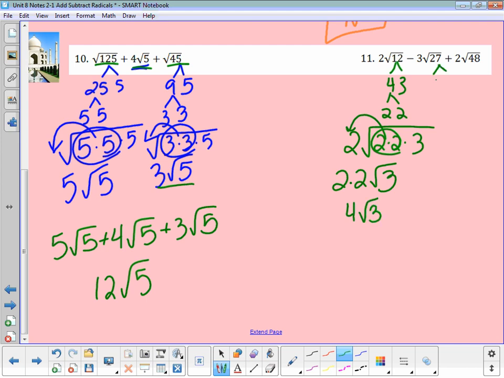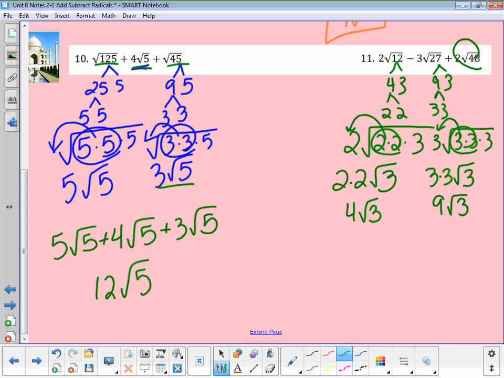Okay, breaking down 27, 9 and 3, 3 and 3. So then I have 3 times the square root of 3 times 3 times 3. And bring out a pair of 3's. Again, we want to multiply what's on the outside with the pair. So this is going to give us 9 square root of 3.